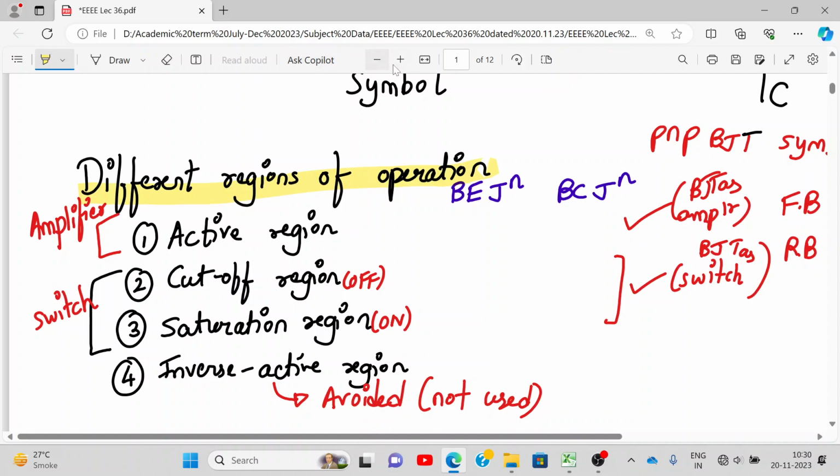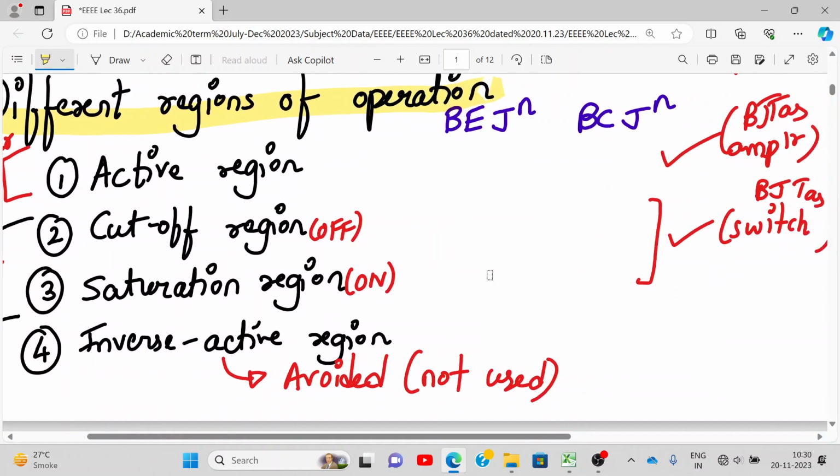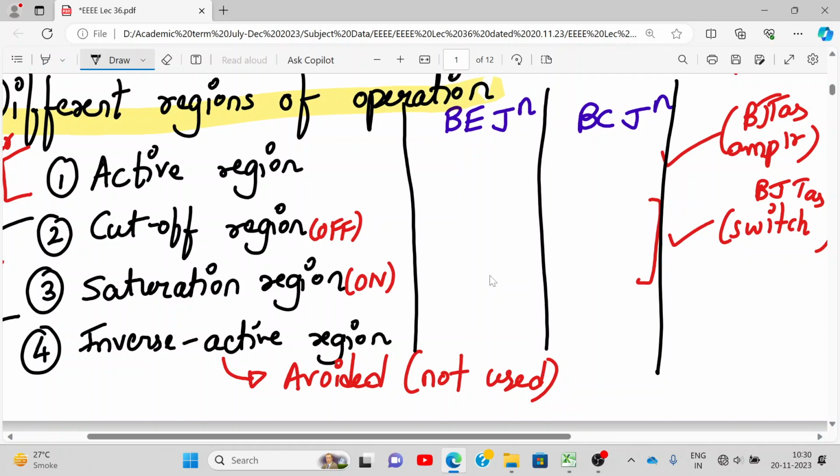Modes of operation of BJT. Write down, please. There are 4 modes of operation for a BJT. First is active region, cutoff region, saturation region, and inverse active region. Please write all of them and make this column. Write there base emitter junction status and base collector junction status.